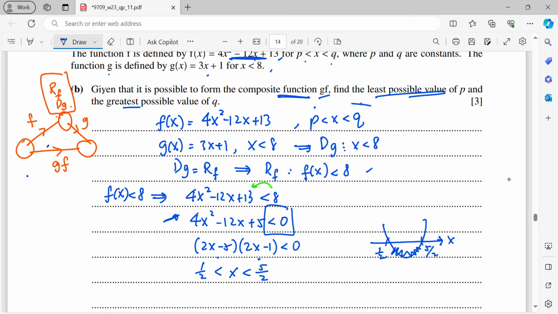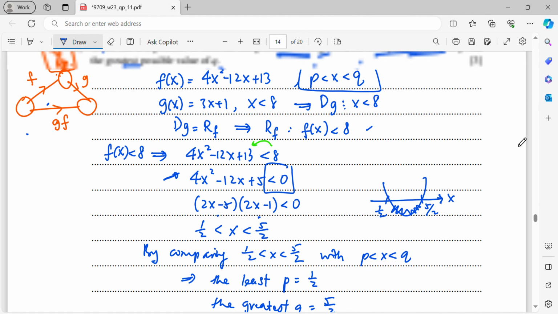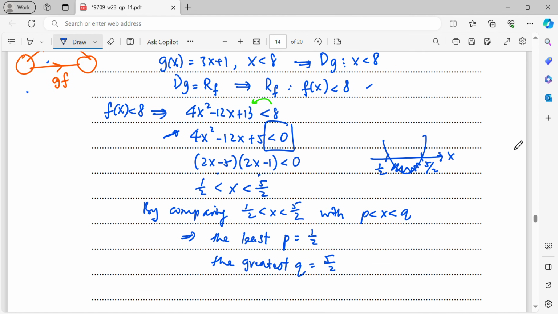Now if you compare x between half and 5 over 2 with x between p and q, obviously the p is half. So therefore the least p is half, and the greatest q is 5 over 2. So this is the solution of this question.